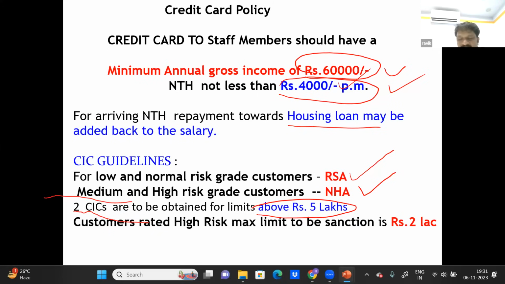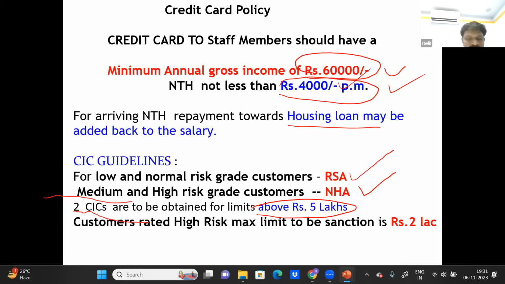Again I am repeating, for CIC, it is nowhere written, only in the policy. MSME up to 10 lakhs, 1; above 10 lakhs, 2. Agriculture 3 lakhs, education loan 7.5 lakhs, gold loan only 1 is enough. But for credit cards, up to 5 lakhs single CIC, above 5 lakhs two CICs. For a car loan, four-wheeler, up to 5 lakhs 1 CIC, above 5 lakhs 2 CICs.